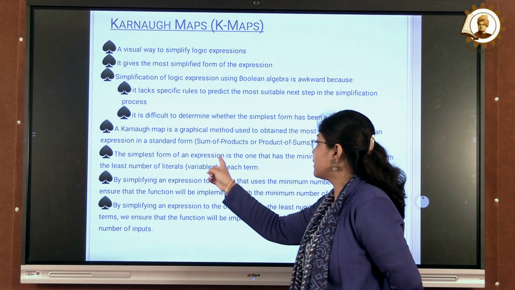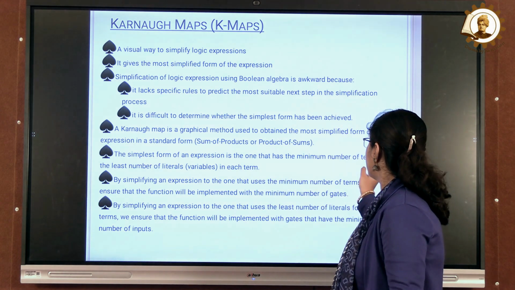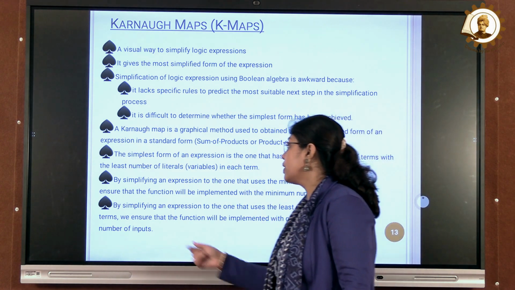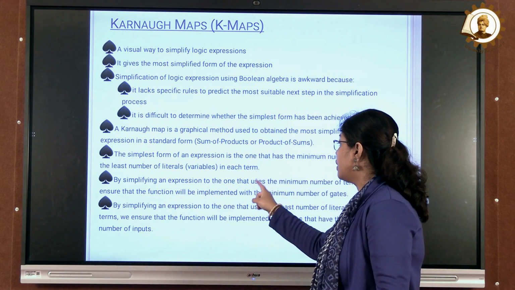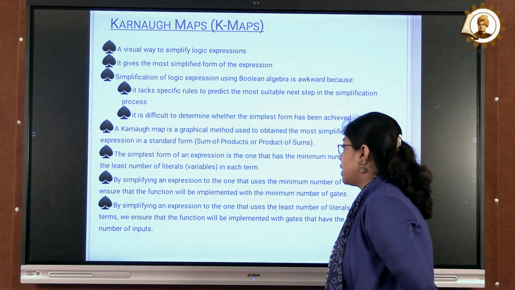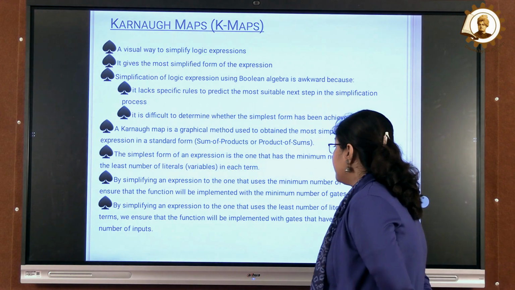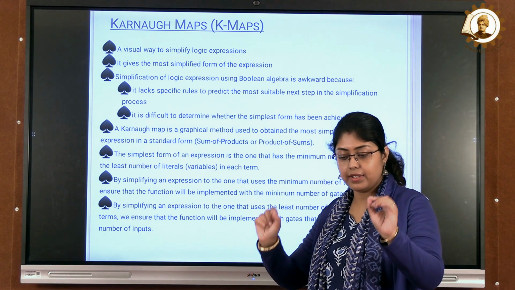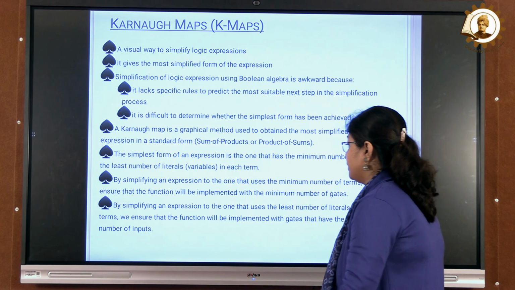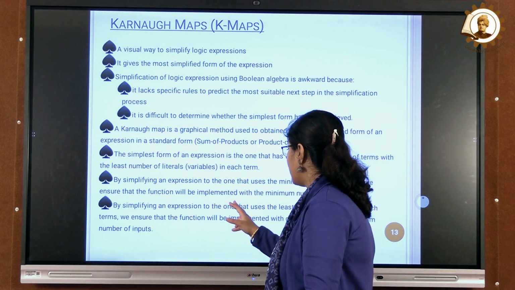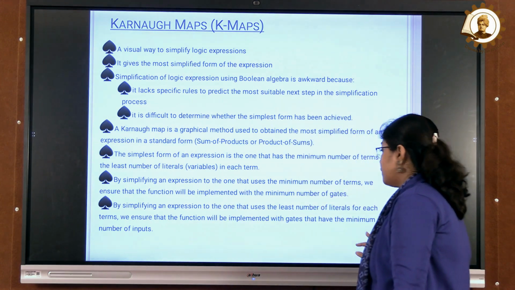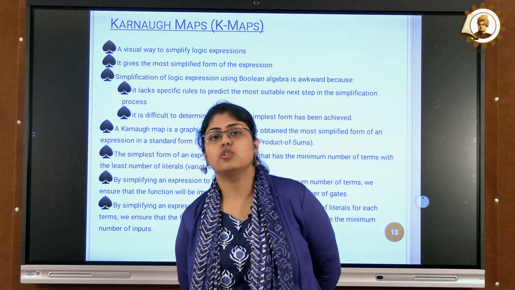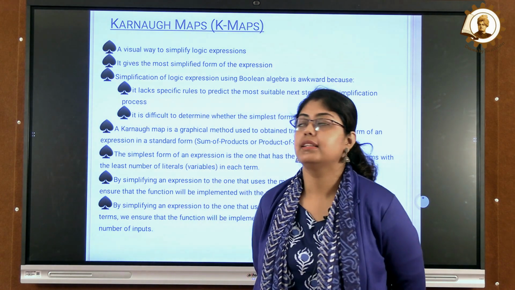The simplest form of an expression is the one that has the minimum number of terms with the least number of literals, that is variables, in each term. By simplifying an expression to the one that uses the minimum number of terms, we ensure that the function will be implemented with the minimum number of gates. I am not reading it all out; I will just explain with an example.